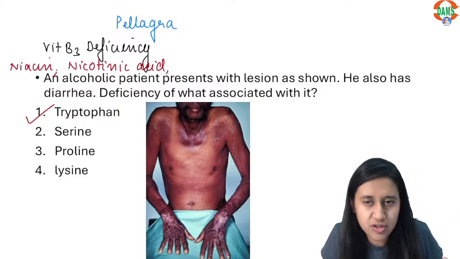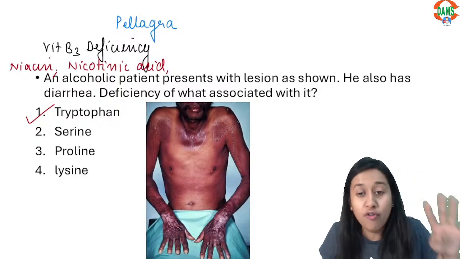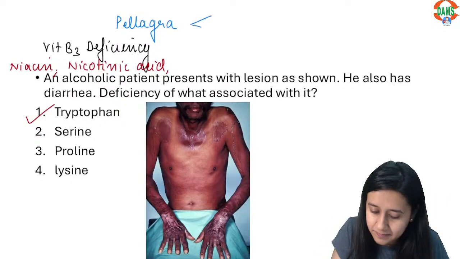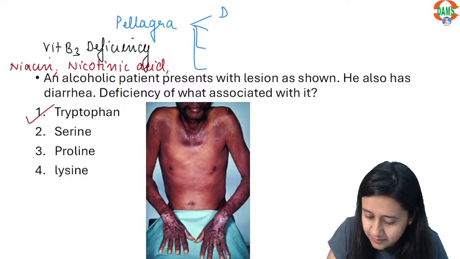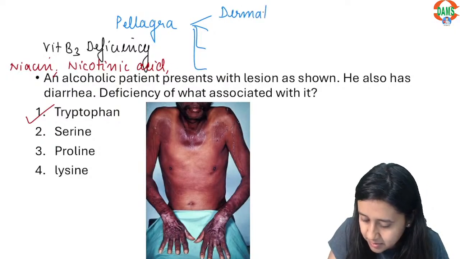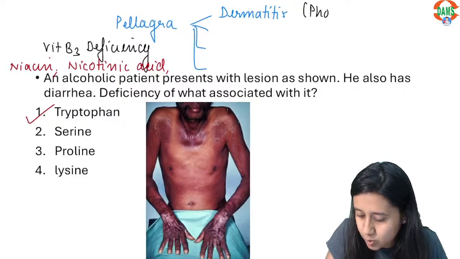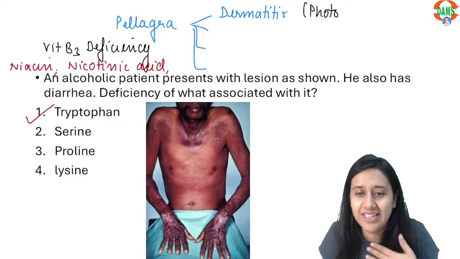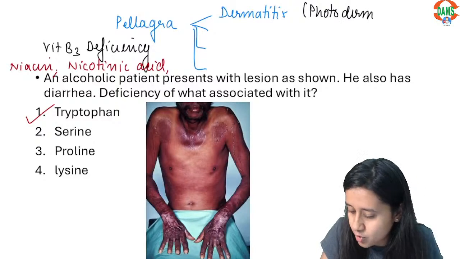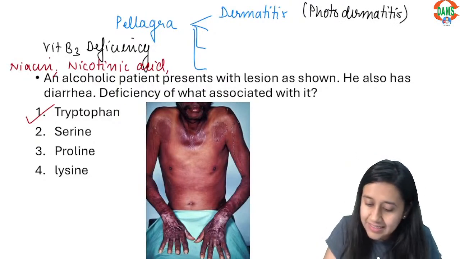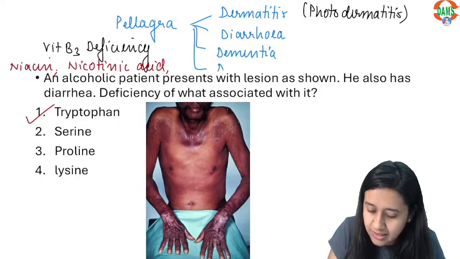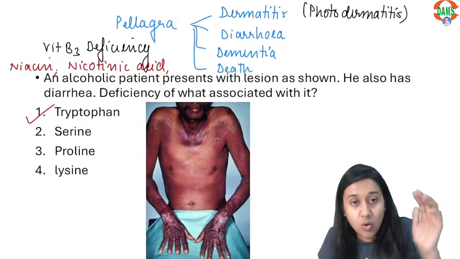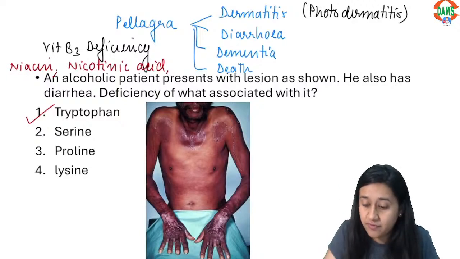Can you tell me what are the features of pellagra? Anyone? What are the 4 Ds of pellagra? Dermatitis. Please remember the dermatitis is specifically on the photoexposed areas on the neck. What do you call it? Casal's necklace. So it is photodermatitis. Second is patient gets diarrhea, patient gets dementia, and if you do not treat it on time, patient can even have death. All these are features of pellagra.